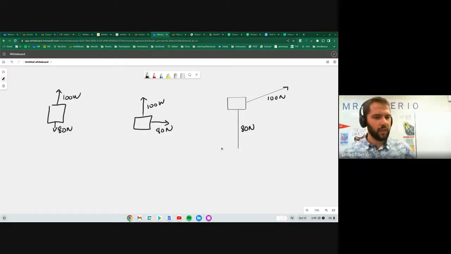So this video is going to highlight how to calculate net force if forces seem to be or are in different directions other than both right and left or both up and down.